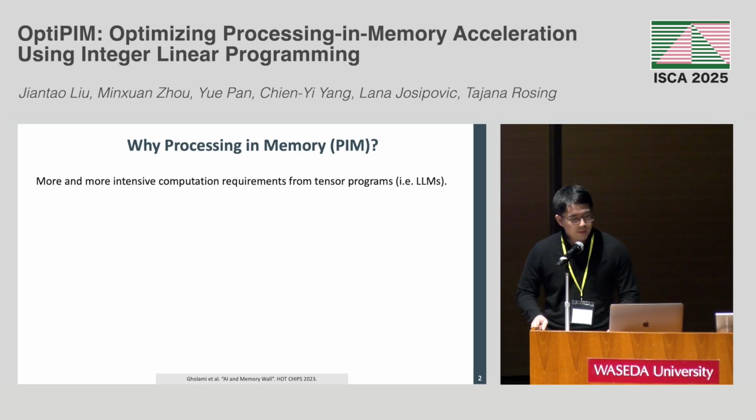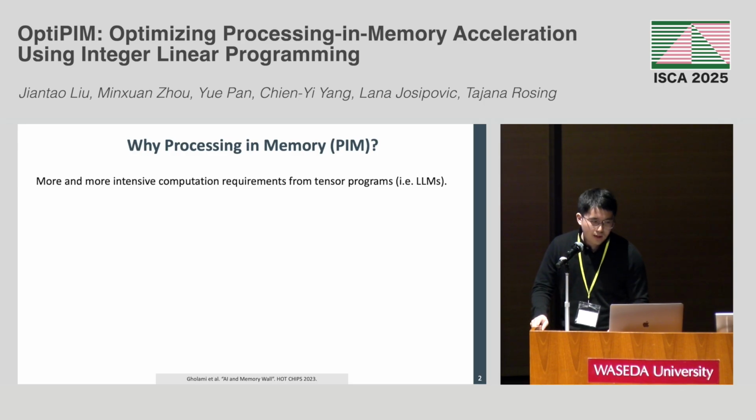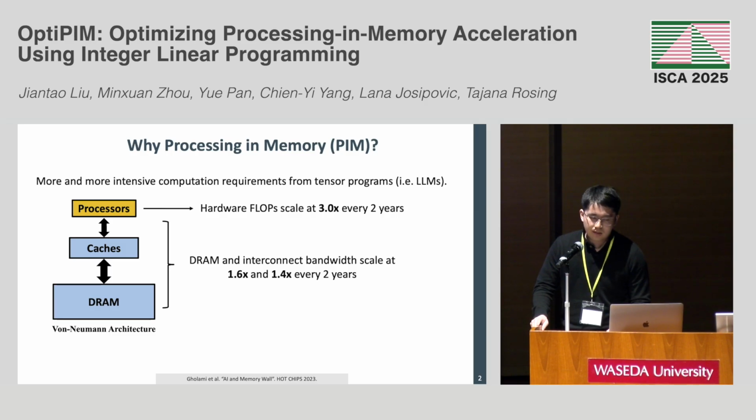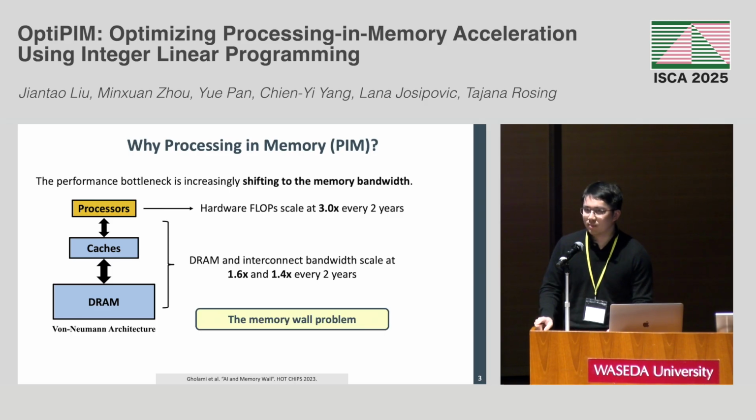system. So, as we all know, we are facing more and more intensive computation requirements from tensor programs like large language models or generative AIs. So of course, we would like our hardware accelerators to perform better and better. Then how good are we right now? Well, on the processor side, the hardware flops scale at 3 times every 2 years. However, on the other side, the DRAM and interconnect scale at a much slower pace, which means the performance bottleneck is actually increasingly shifting to the memory bandwidth side. And this is the well-known memory wall problem.